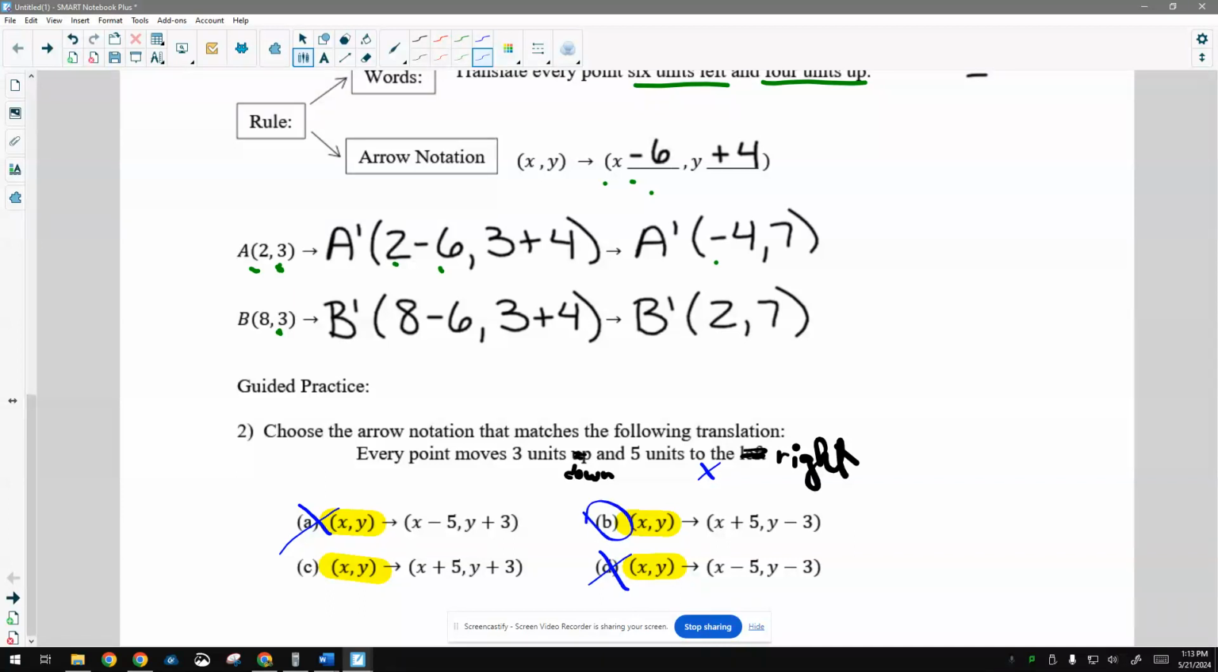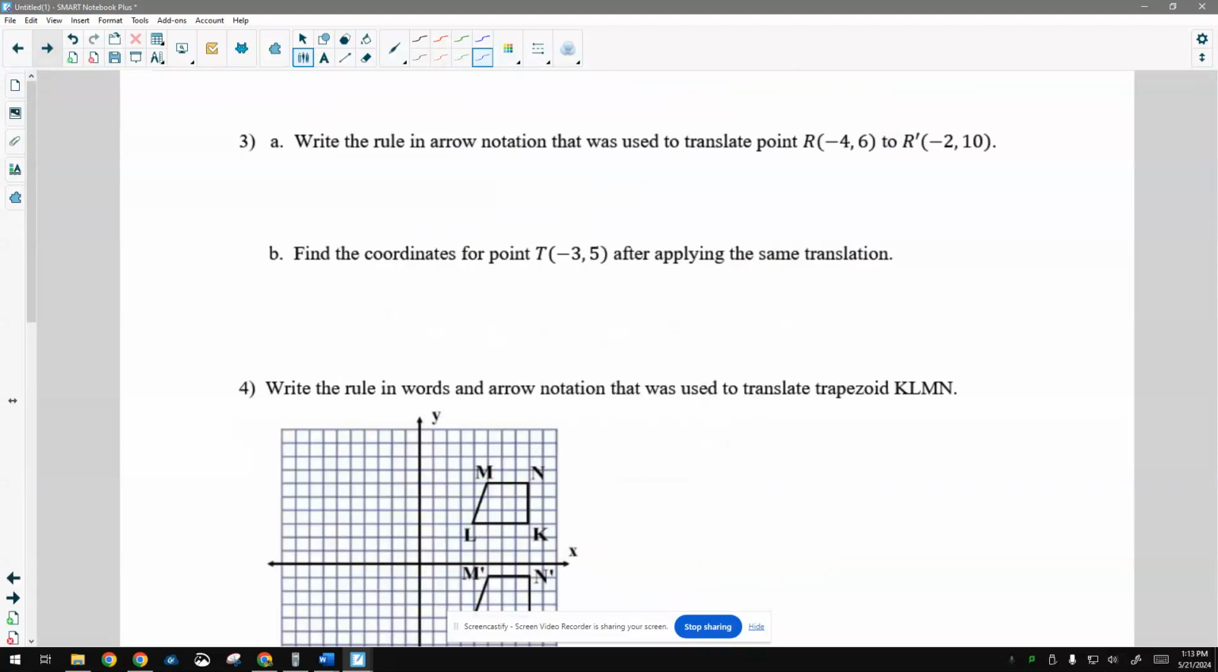How'd you do? Easy peasy? It seems confusing, but it's not too bad.